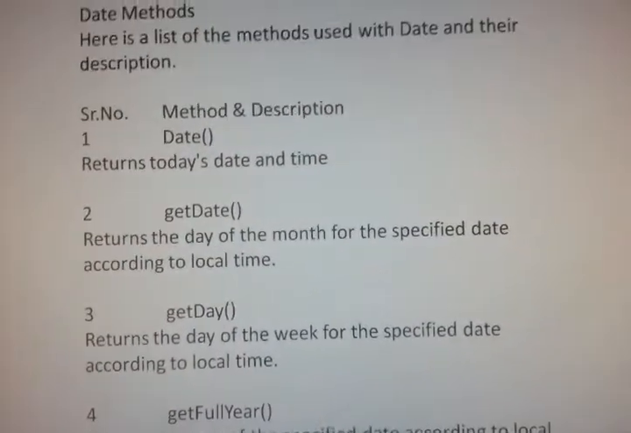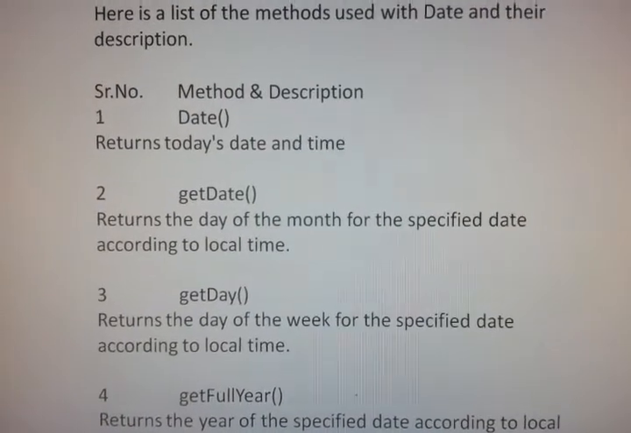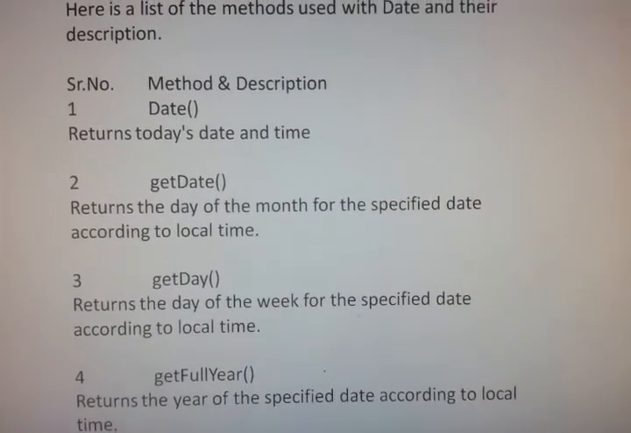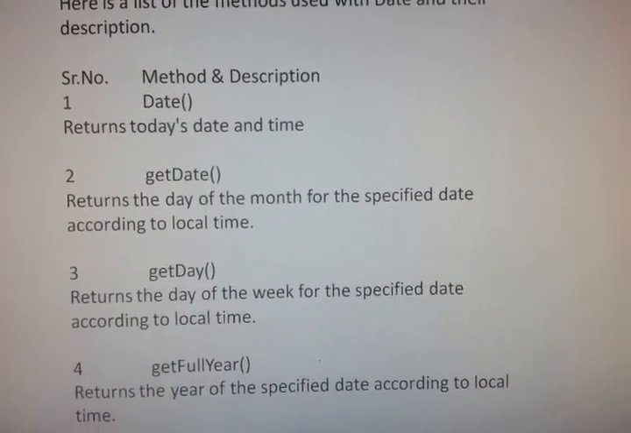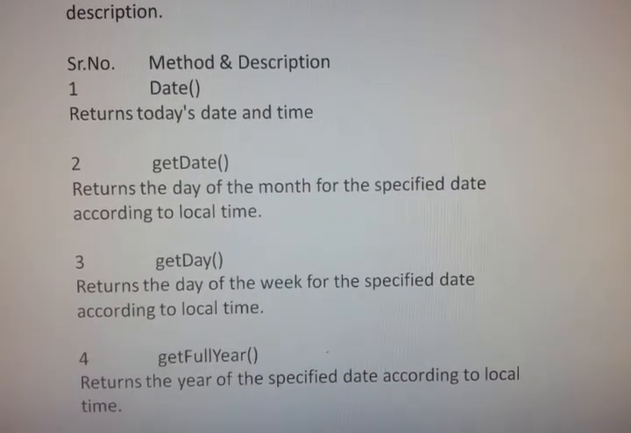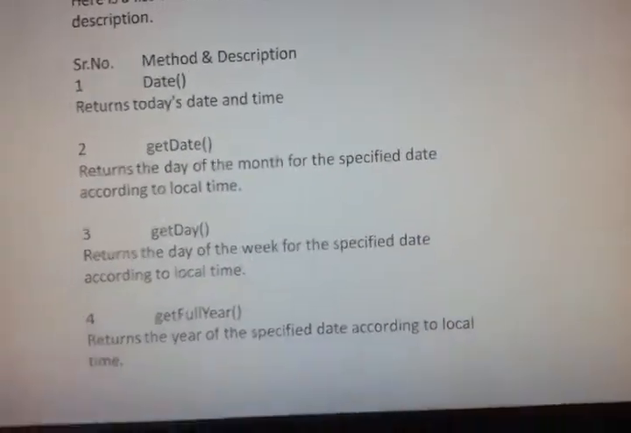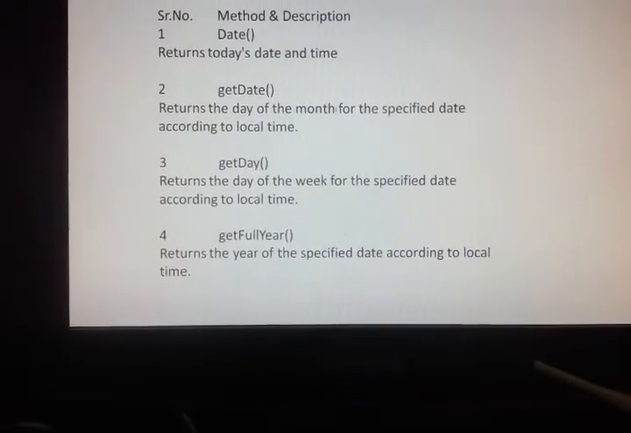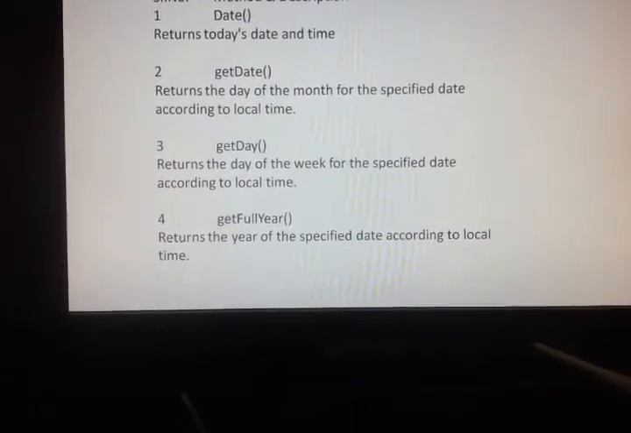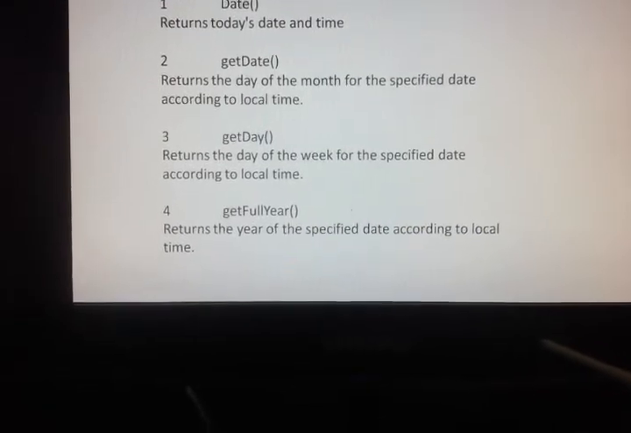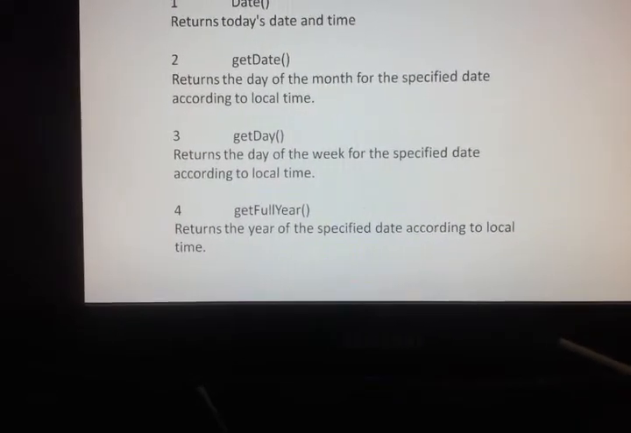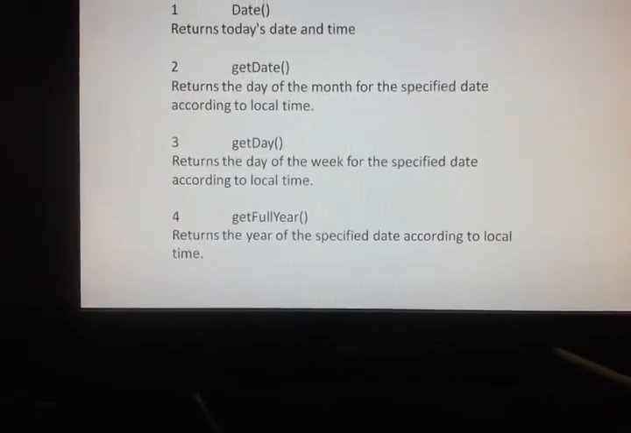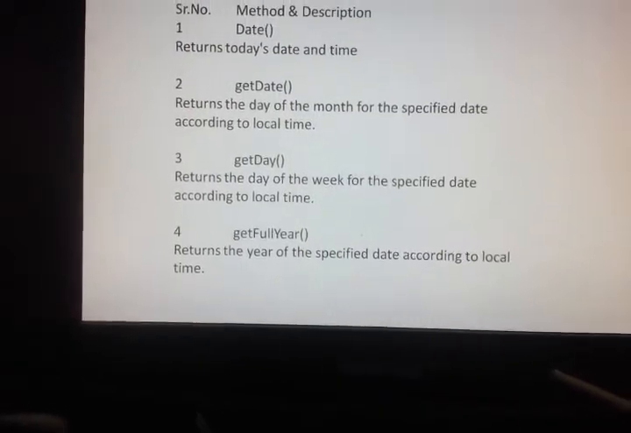So we are in the second method, getDate. What it will do, it returns the day of the month for the specified date according to local time. So getDate means we will get the day of the month. Whatever date we are giving in the input, that particular day we will get.